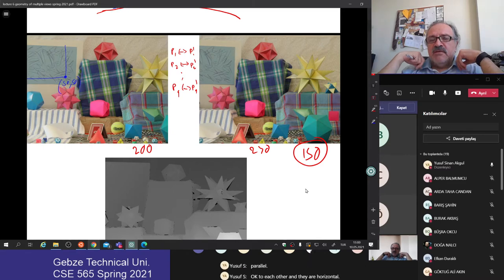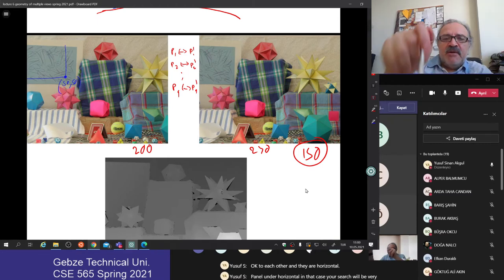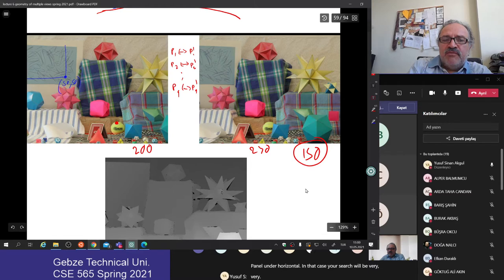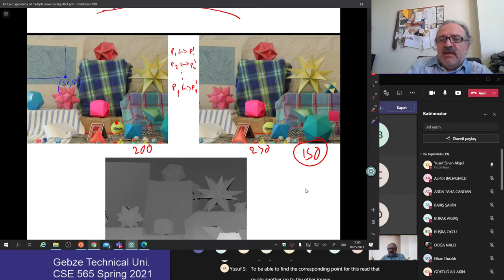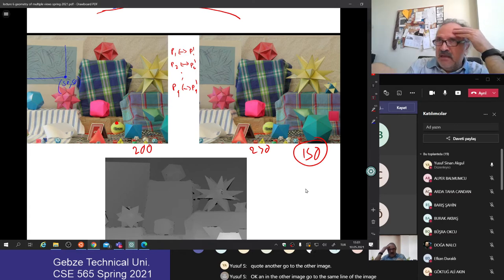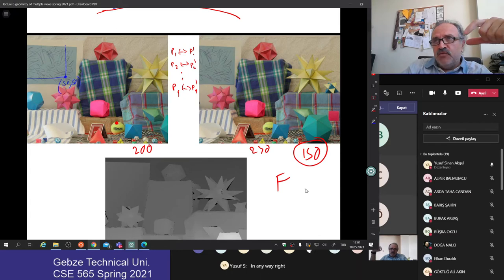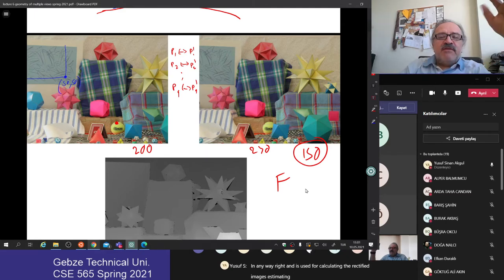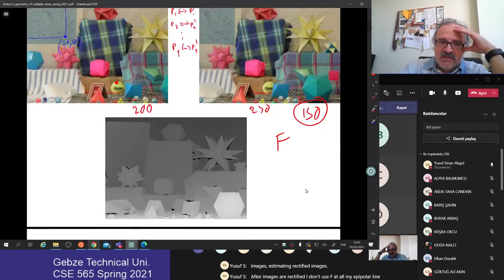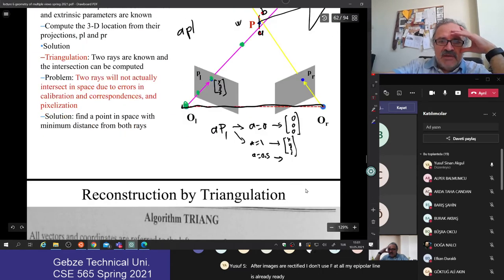In that case, your search will be very fast. Why? Because to find the corresponding point for this red dot, go to the other image, go to the same line of the image, and make your search on that line. So I am not using F in any way, right? F is used for estimating the rectified images. After images are rectified, I don't use F at all. My epipolar line is already there. So let's talk about this rectification.